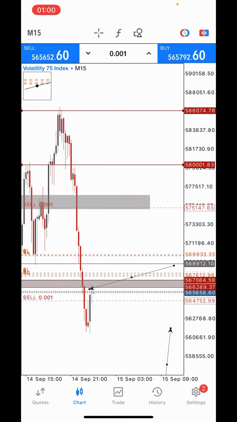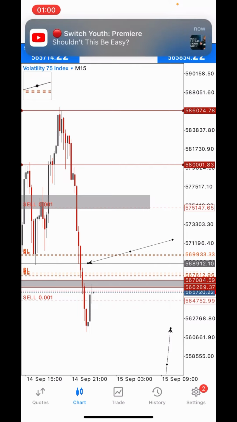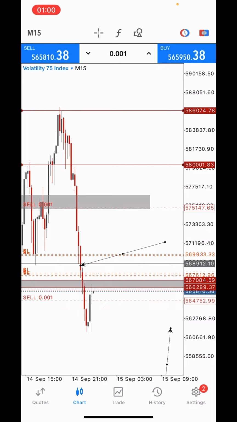It's going to struggle before it breaks out of here, and if it struggles and goes through, it's still going to struggle again before it breaks out of this new support which has turned resistance. It's still going to struggle here before it gets in. So if price doesn't turn from here going back down, it might likely turn from here. So in that way, my stop loss is safe.